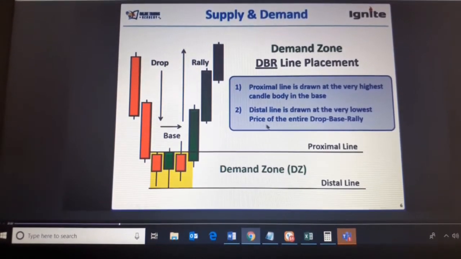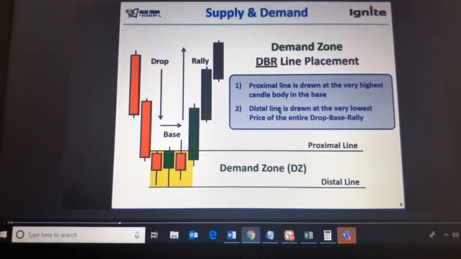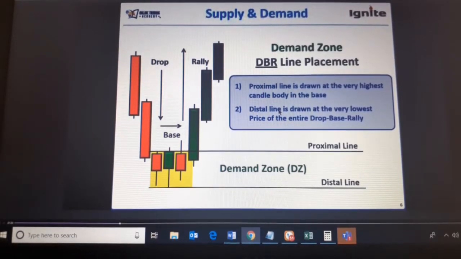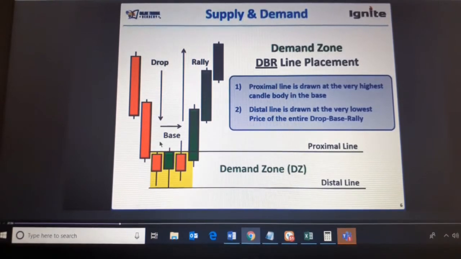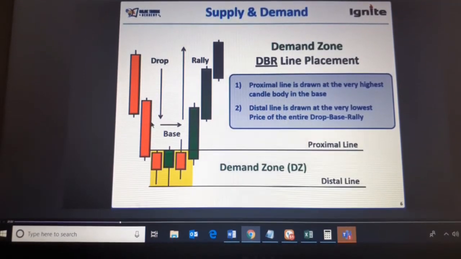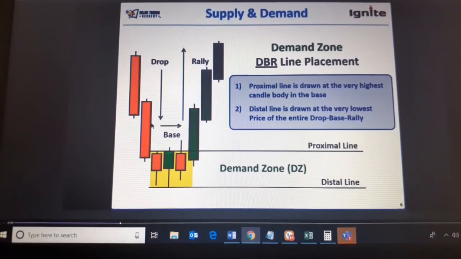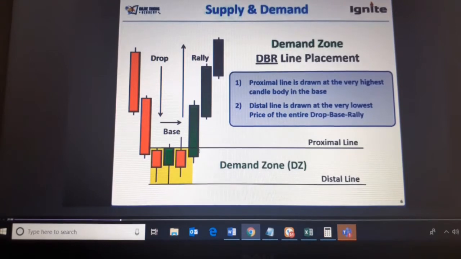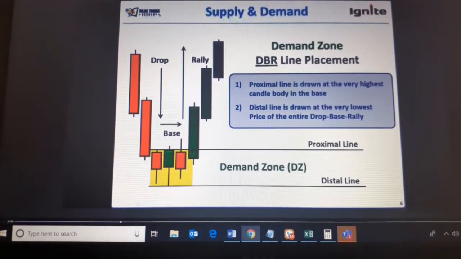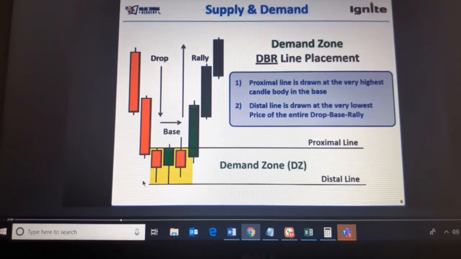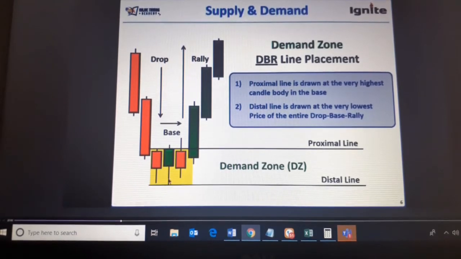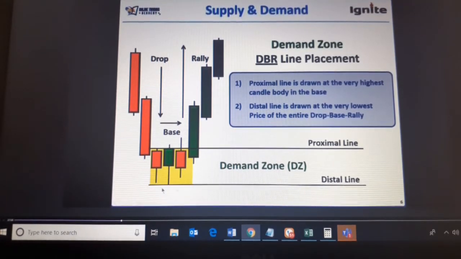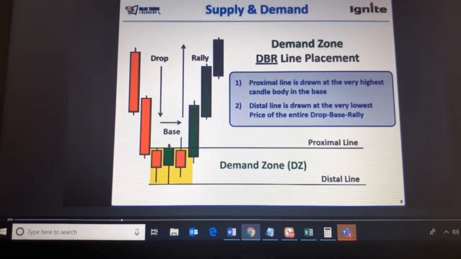Now read the second point. Distal line is drawn at the very lowest price of the entire drop base rally. So whichever candle has the lowest price out of the leg in, the base or the leg out, that is where we will draw our distal line. Can you see this candle only has the lowest price over here? So that's why the distal line has also been drawn at the same candle itself.